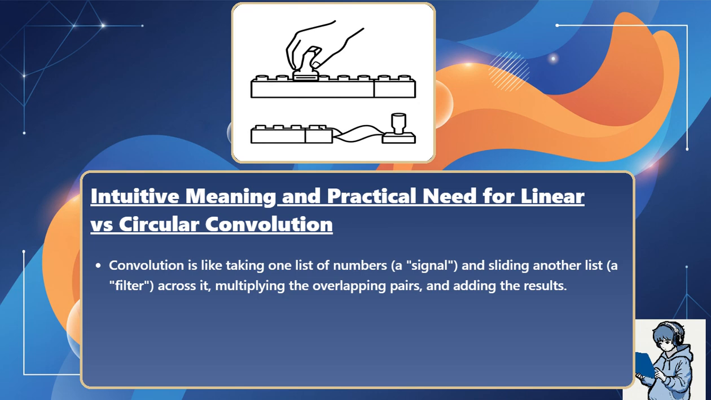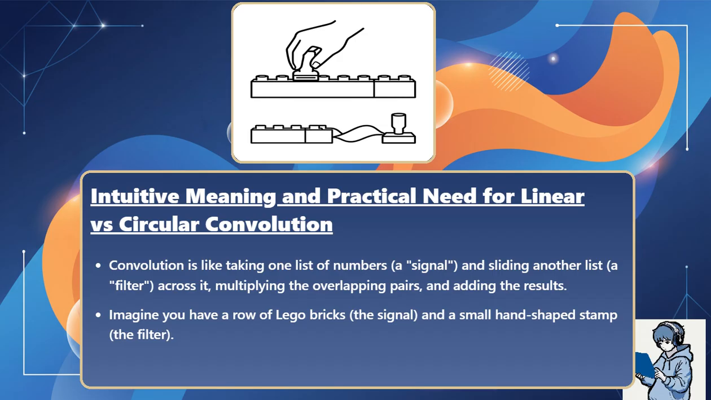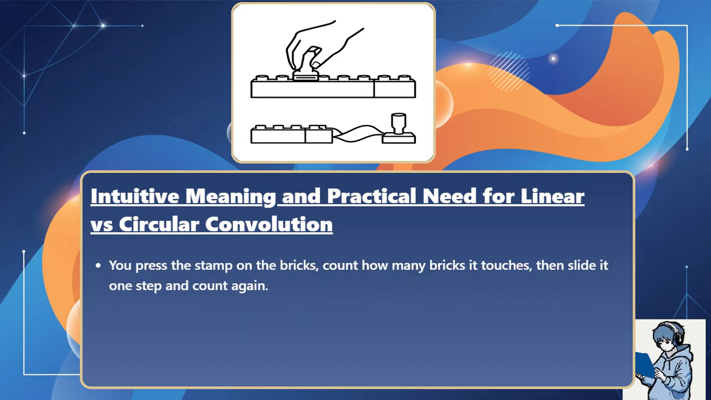Convolution is like taking one list of numbers, a signal, and sliding another list, a filter, across it, multiplying the overlapping pairs and adding the results. Imagine you have a row of Lego bricks, the signal, and a small hand-shaped stamp, the filter. You press the stamp on the bricks, count how many bricks it touches, then slide it one step and count again.